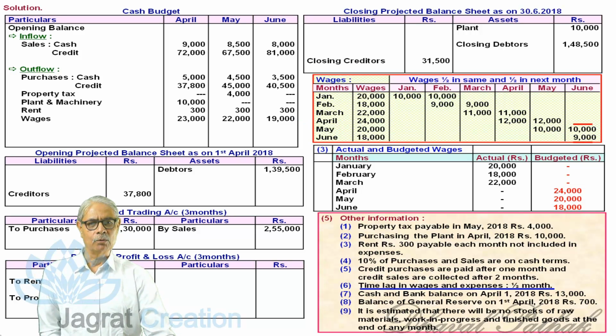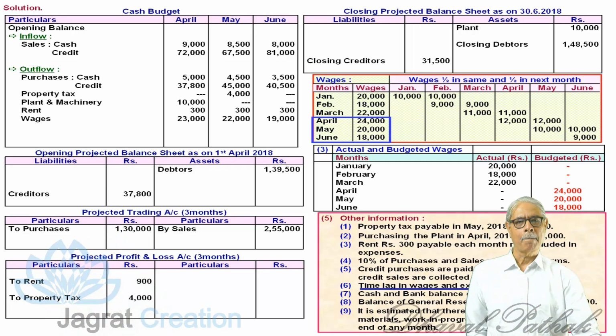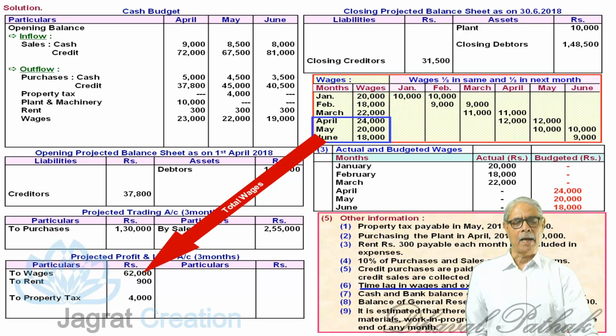Now let me write down outstanding wages. This total wages will be debited to trading account. So this total wages I have debited to the projected profit and loss account.